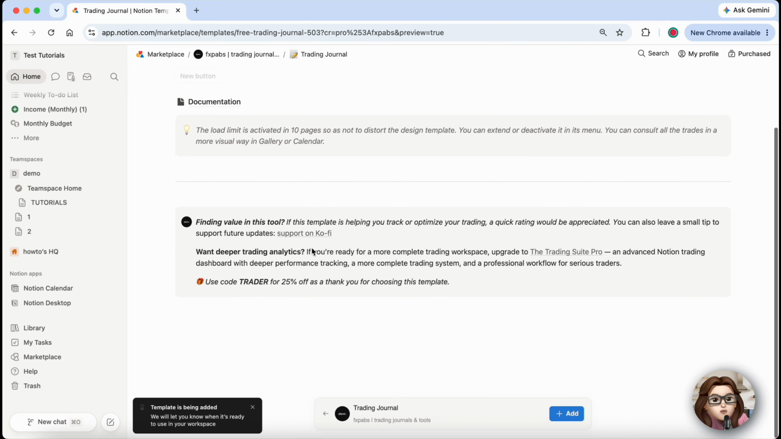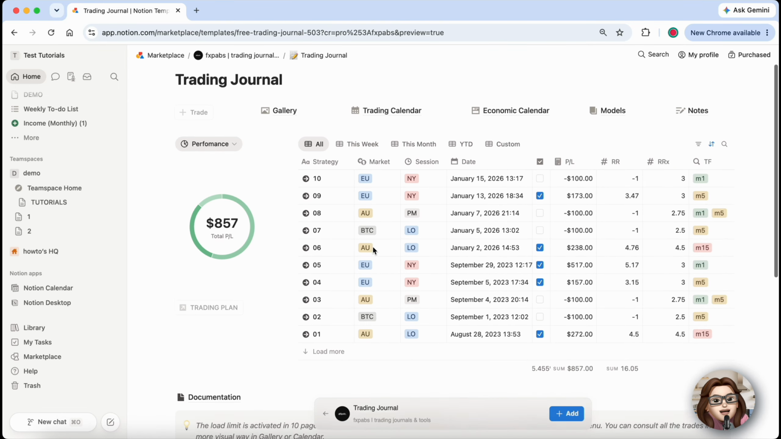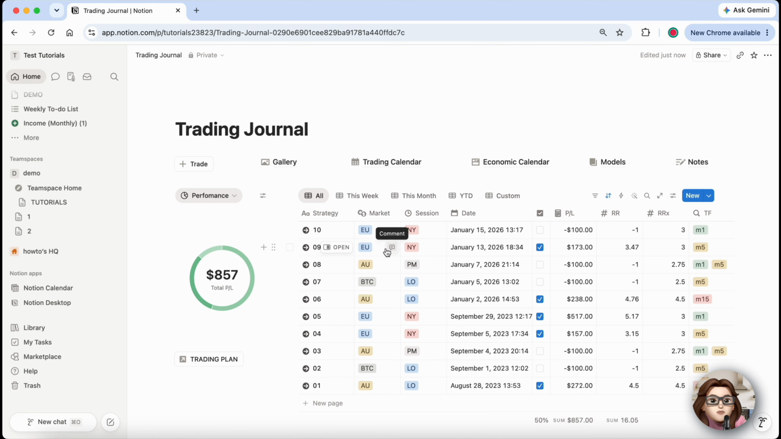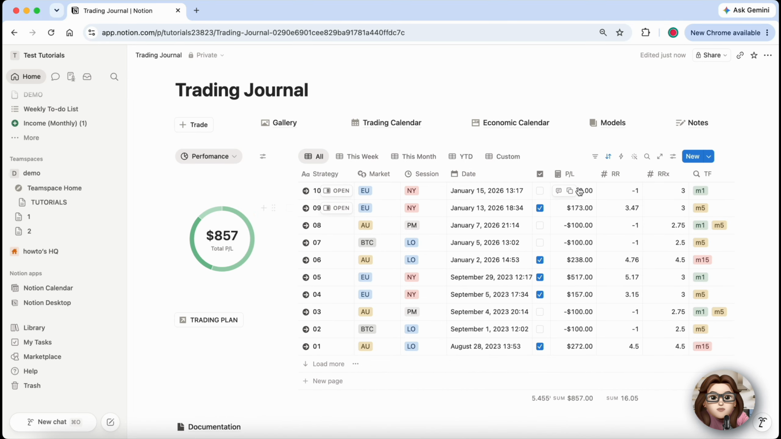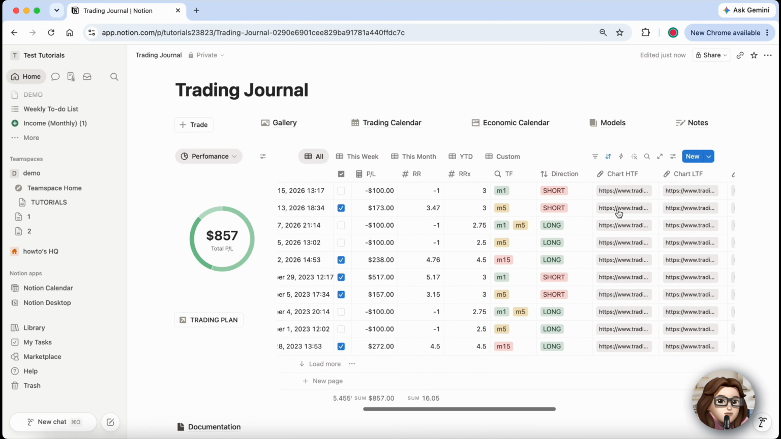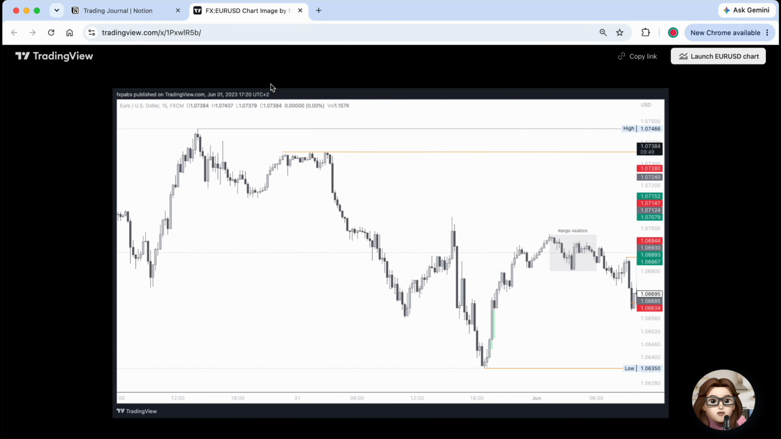Once the template opens, explore the layout. Most trading journal templates include sections for trade date, market, asset, entry price, exit price, position size, profit or loss, trade result, and notes. Start logging your trades by clicking New and entering the details for each trade.